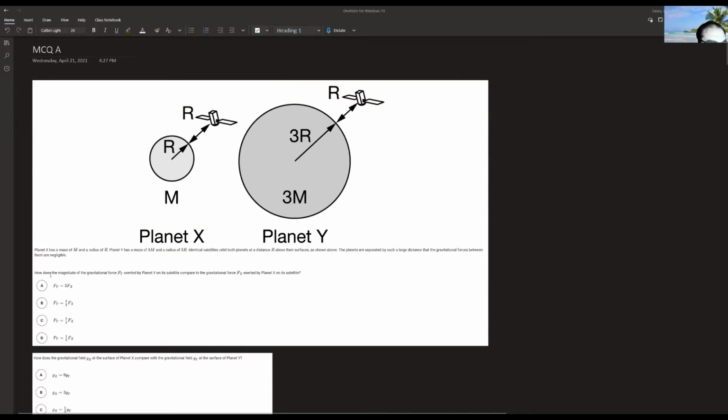And the question is, how does the magnitude of the gravitational force Fy exerted by planet Y on its satellite compare to the gravitational force Fx exerted by planet X on its satellite? So each of these planets are going to be pulling on a satellite, and they want us to compare the forces. Let's go ahead and see what we are thinking.